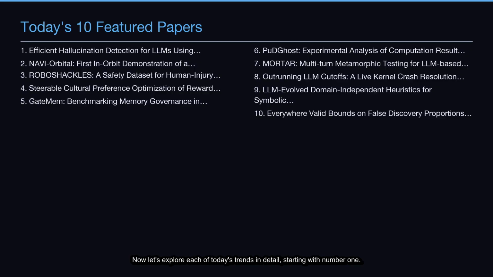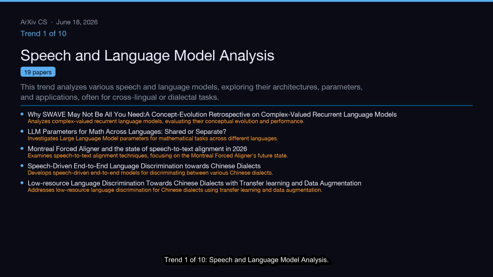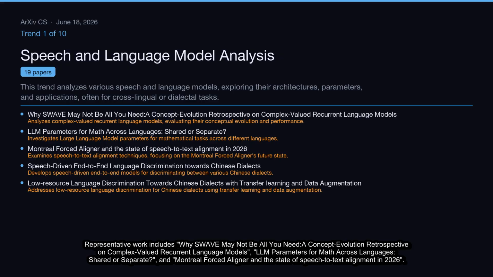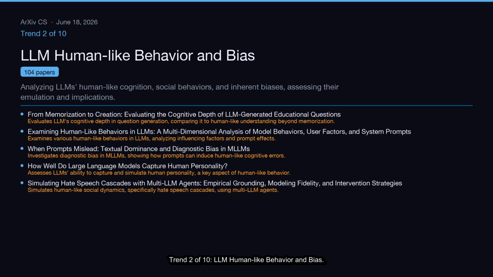Now let's explore each of today's trends in detail, starting with number 1. Trend 1 of 10, Speech and Language Model Analysis. This trend analyzes various speech and language models, exploring their architectures, parameters, and applications, often for cross-lingual or dialectal tasks. This cluster covers 19 papers. Representative work includes Why Swave May Not Be All You Need, a concept evolution retrospective on complex valued recurrent language models, LLM parameters for math across languages, shared or separate, and Montreal Forced Aligner and the State of Speech-to-Text Alignment in 2026.